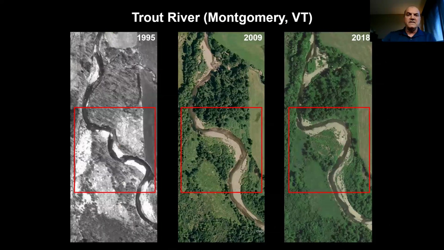Again, their position changes, but the overall shape remains constant. And zooming in on a small section of the Trout River, a wild and scenic river in Vermont, you can also see that dynamic nature of the river over a 20-25 year period here, with the meanders growing, changing, shifting, etc.